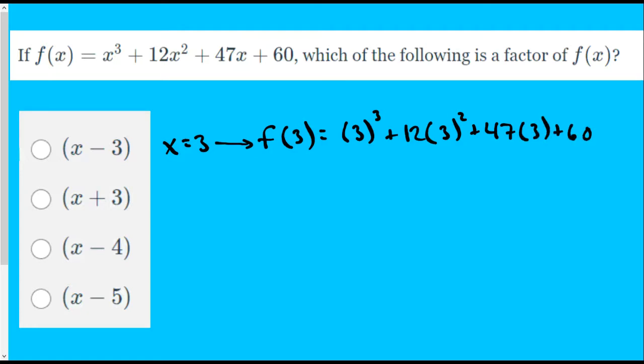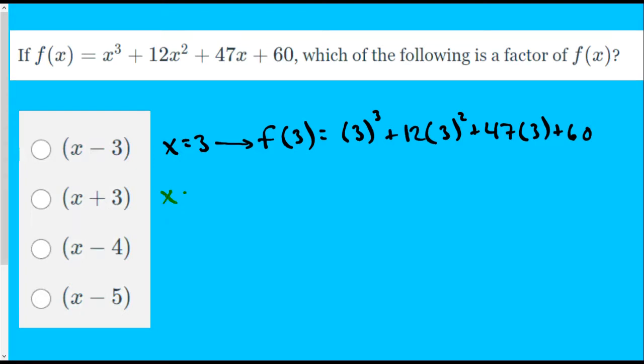And you know what you can do for a problem like this? Just grab your calculator. If you type in 3 cubed, then plus 12 times 3 in parentheses squared, then plus 47 times 3, and then add another 60, you're going to see that you get 336. That's a big number. It's not 0. So is x minus 3 a factor? Definitely not.